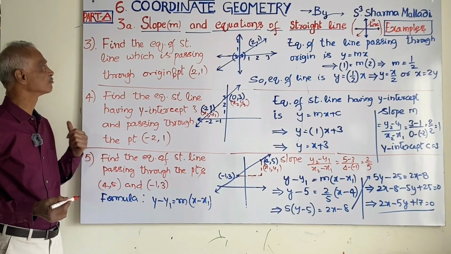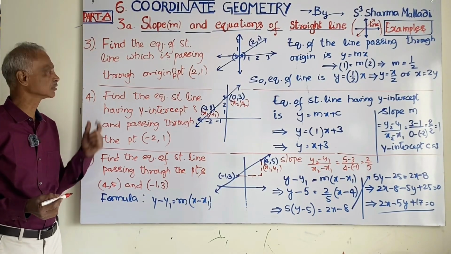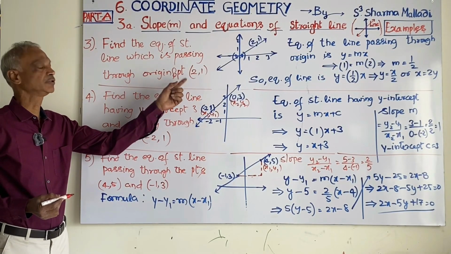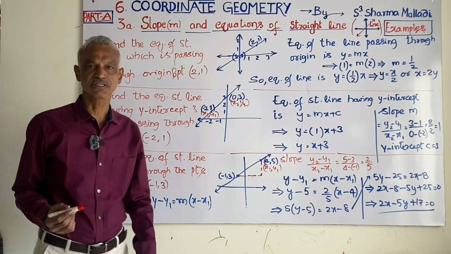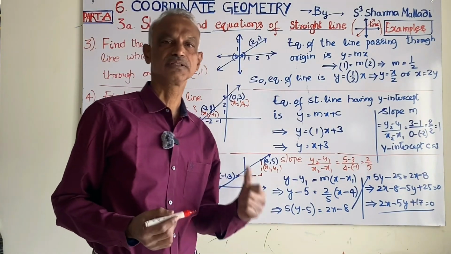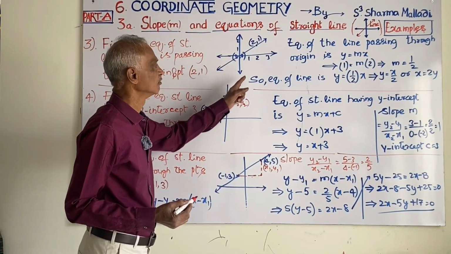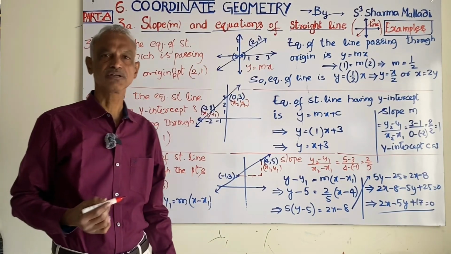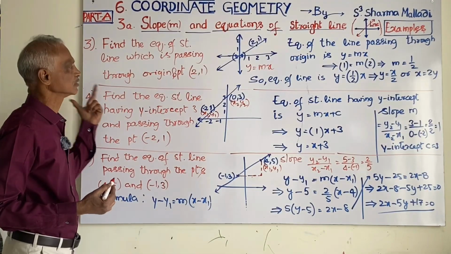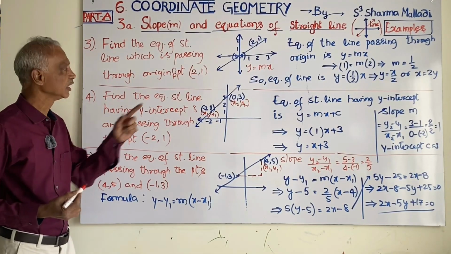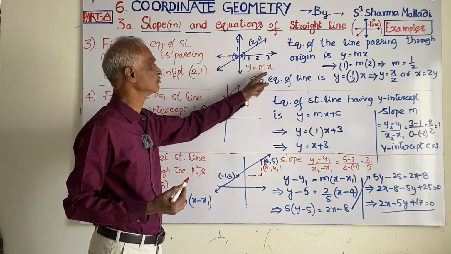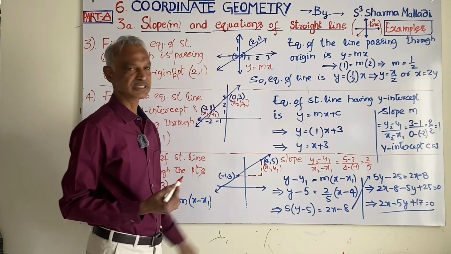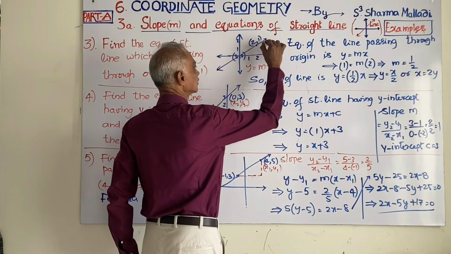Next, third problem. Find the equation of the straight line which is passing through origin and point (2, 1). What is the equation of straight line which is passing through origin? That is y is equal to mx. y is equal to mx is the line which is passing through origin. m is the slope. You may have a doubt: what are x and y? x and y represent infinite points on the line.